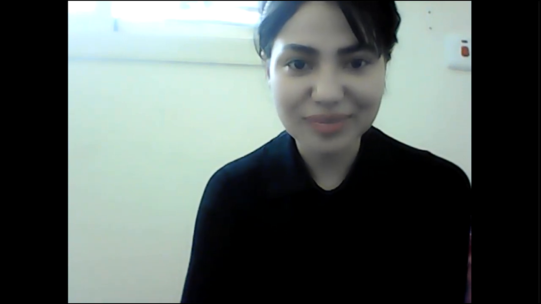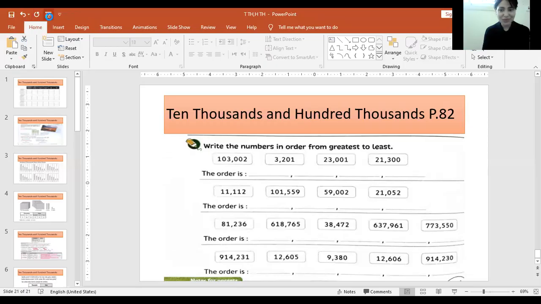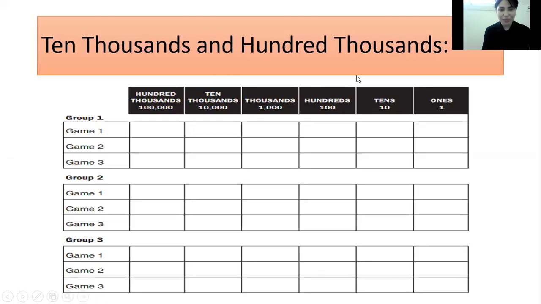Today I will explain the 10,000 and 100,000 lesson. Okay, so let's go. I will share my screen for this lesson. It's really easy. This is called a place value chart.